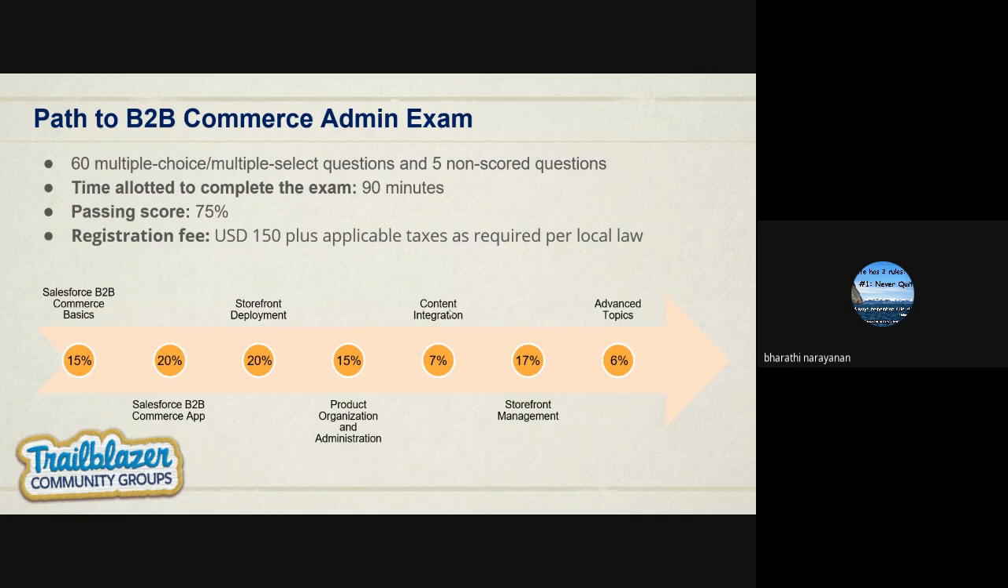I recommend that when you start preparing, you go from the B2B Commerce basics to the advanced level, because if you know the basic things, you can proceed with the technical stuff like storefront deployment and product organization. So you will get a clear picture of these. Also, you have to concentrate on all the topics because the percentage for each topic is very similar.